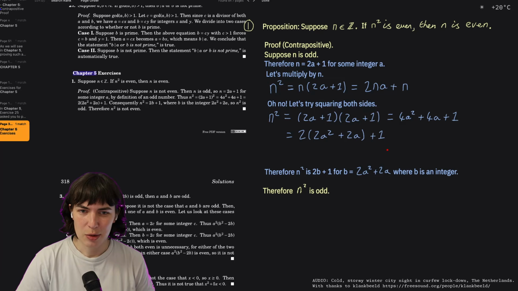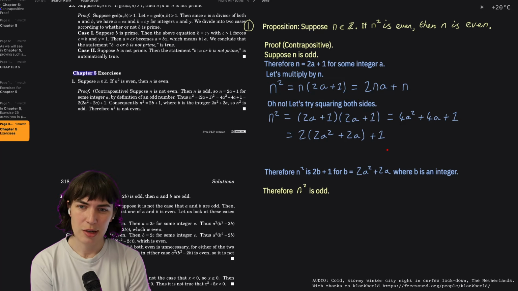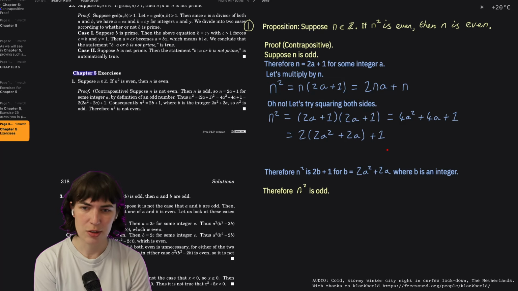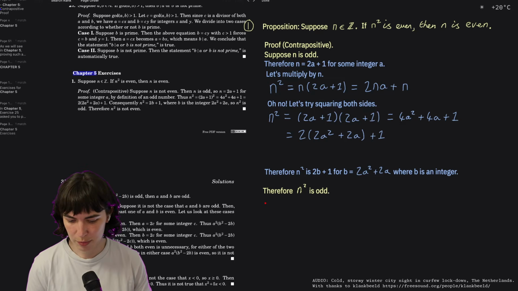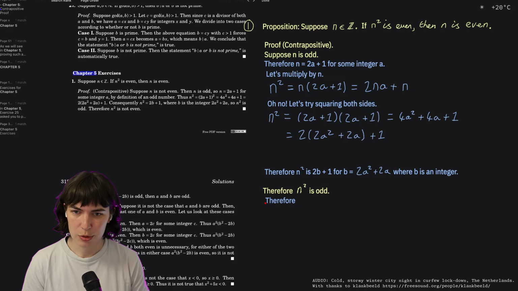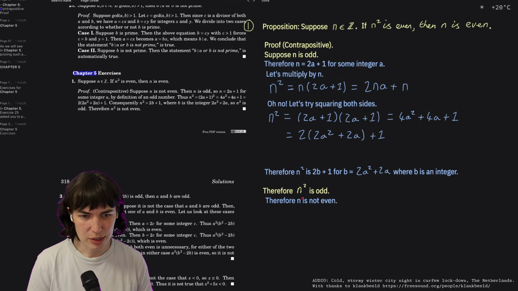I don't know why. Maybe we were asked to prove that you could. I don't know. Yeah, and then we do that. Consequently, n squared equals 2b plus 1, but b is the integer 2a squared plus 2a. So n squared is odd. Therefore, so he adds it on then. Okay. Interesting, so I guess I'll add that on. Therefore, n squared is not even. Come on. Get that right.